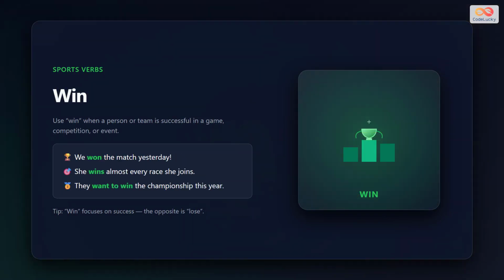The word win means to succeed in a game, race, or competition. When people win, they finish first or achieve victory. For example, we won the match yesterday. She wins almost every race she joins. They want to win the championship this year. Win shows achievement and success. It is a positive result. The opposite word is lose, which shows not being successful.